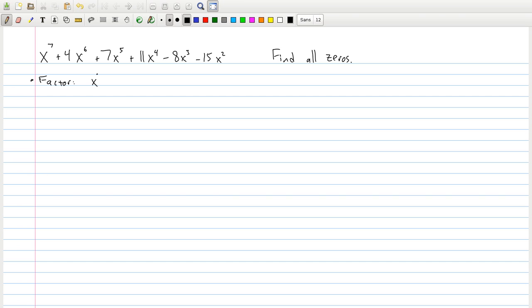So we take out that common factor, and this leaves us with x to the 5th plus 4x to the 4th plus 7x cubed plus 11x squared minus 8x minus 15. We're trying to find all the zeros, so that amounts to setting each factor equal to 0. So this gives us the equation x squared equals 0 and x to the 5th plus 4x to the 4th plus 7x cubed plus 11x squared minus 8x minus 15 equal to 0.